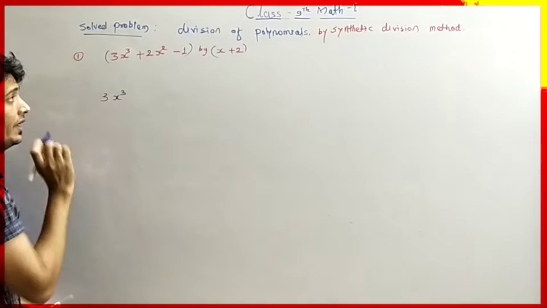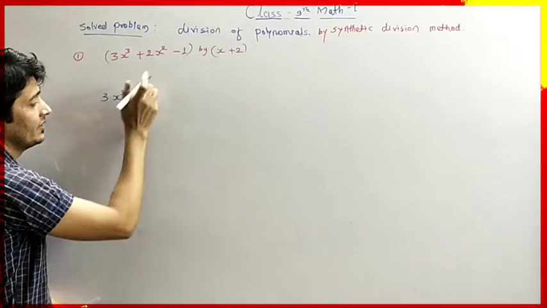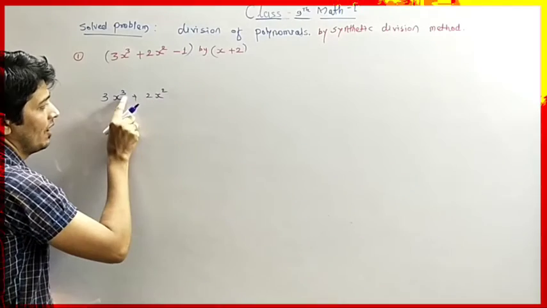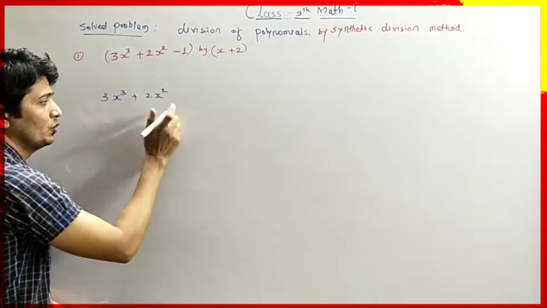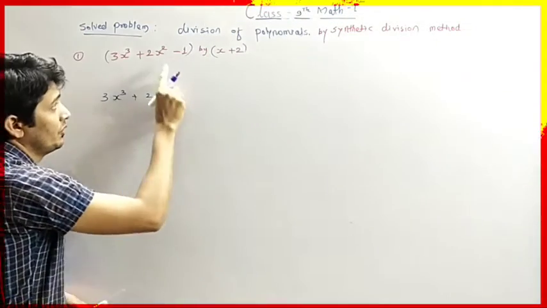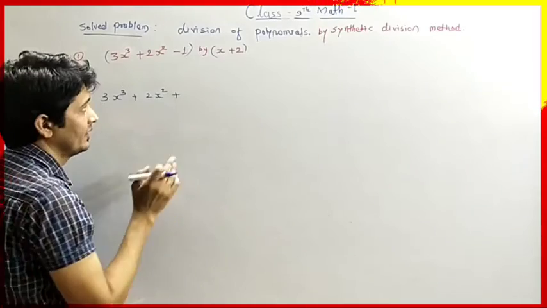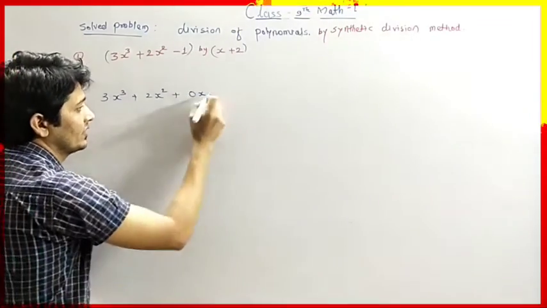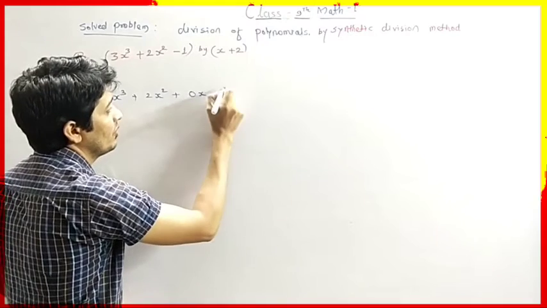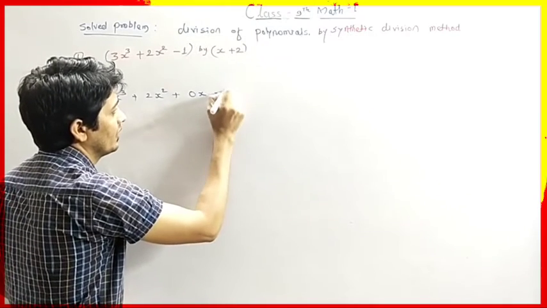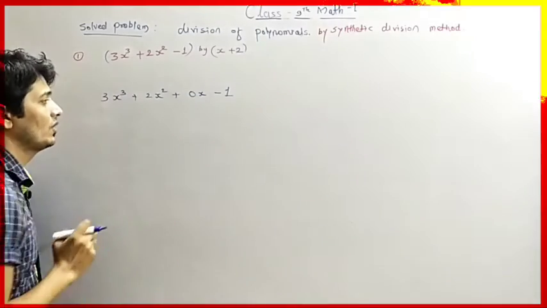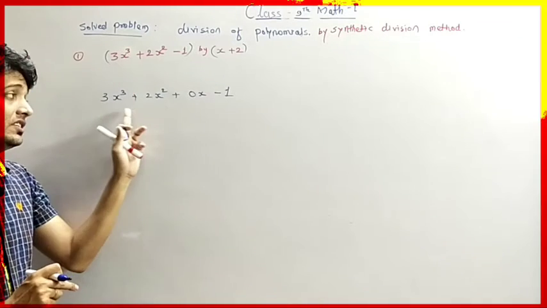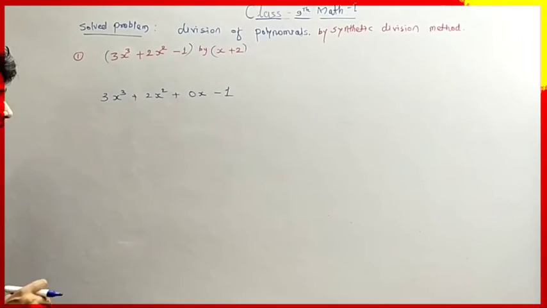3x cube. The highest power is 3, then plus 2x square. After power 2 we do not have power 1, which means we have to write 0x. Then the term without a variable will be minus 1. So we have to write our polynomial in this form. This is the standard form.